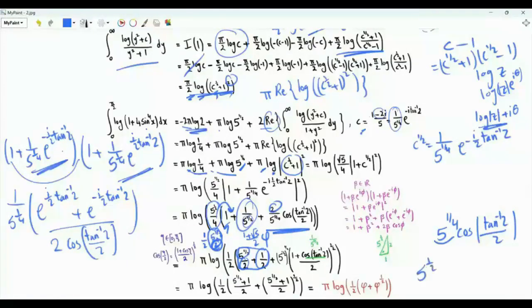5 to the power 1 over 4 is 5 to the power 1 over 2, all to the power 1 over 2. Cosine of tan inverse 2 over 2 is the square root of 1 plus cosine of tan inverse 2, all divided by 2.